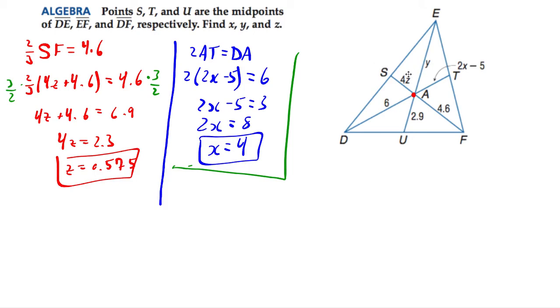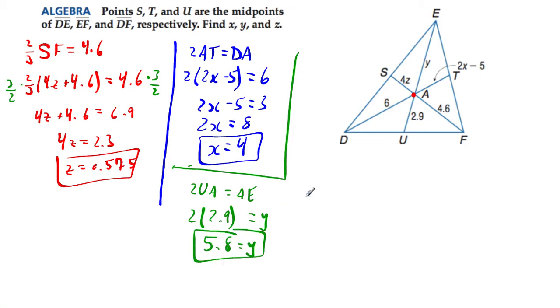And then down here, really just the same approach, right? So 2 times UA is going to be equal to AE. So 2 times 2.9 is equal to y, so we get 5.8 is equal to y, and that does it for us.